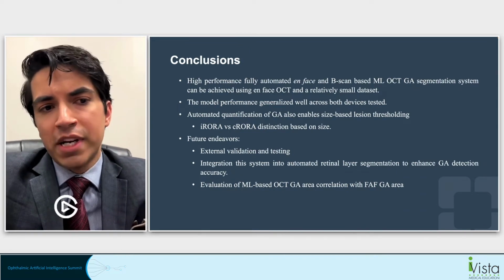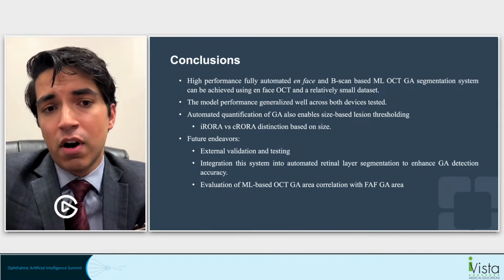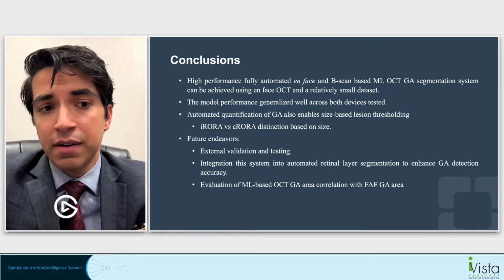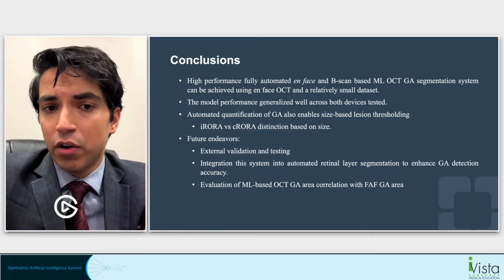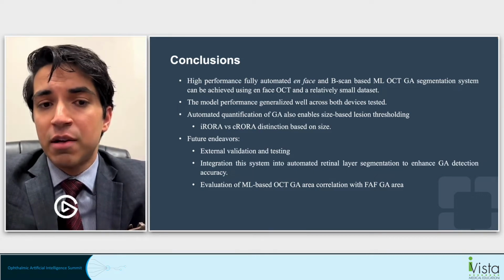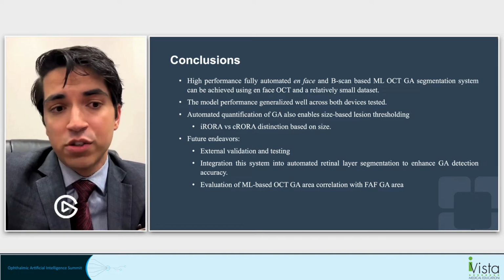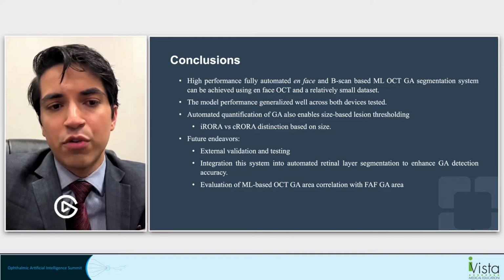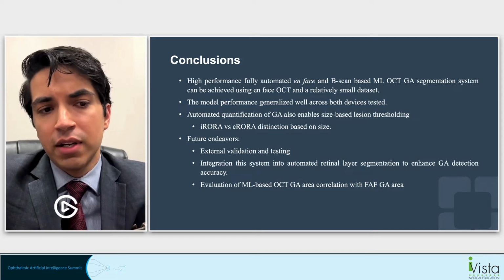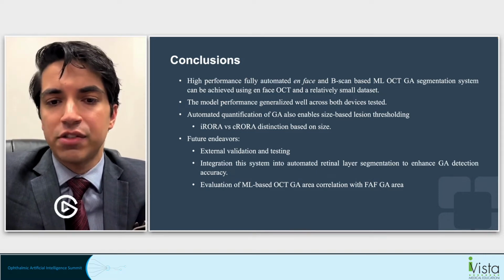I'd like to conclude by saying that a high-performance on-FOSS and B-scan based model was achieved with a relatively small data set. This model performance generalized well across both devices that were tested. Automated quantification of GA enables size-based lesion thresholding that can fit into the iRORA, cRORA distinction based on size. Future endeavors in this area are already underway, where we are validating these findings in external data sets.